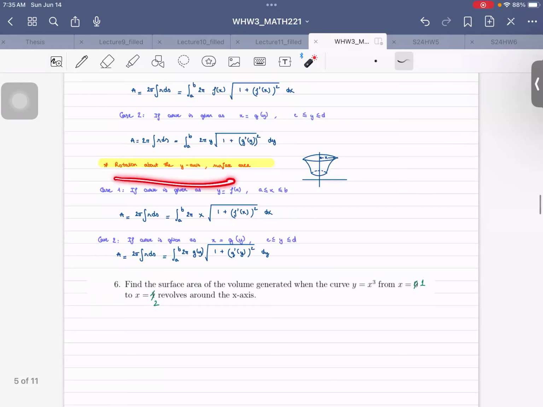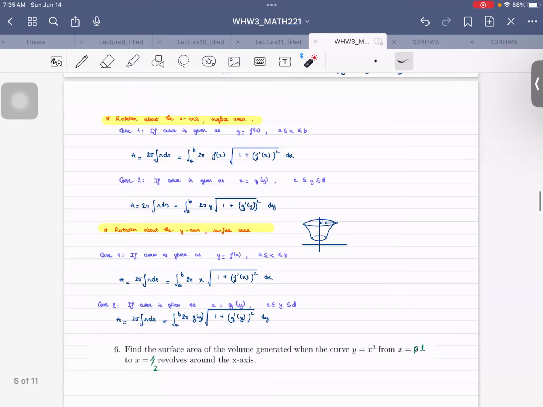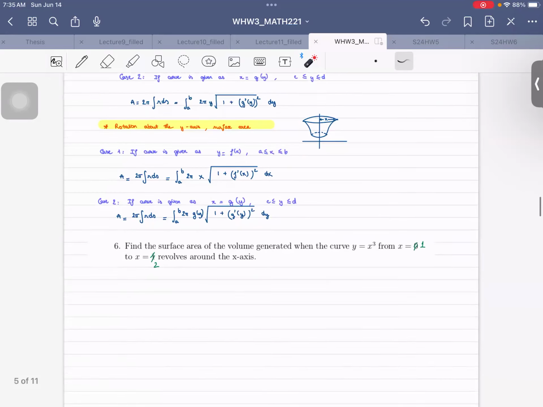If you have the rotation about the y-axis, then you can use the same ideas of discretization to come up with the integration that represents the surface area. And in these videos, I just focus on how we use these formulations to help us compute the surface area. If you want a better explanation of why we have these formulations, you can go back to the lecture videos, and from those videos you will have a better understanding of how we can derive these integrations to compute the surface area.